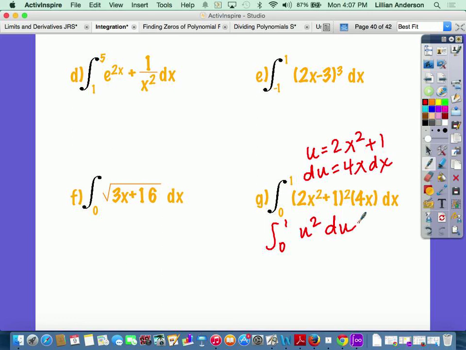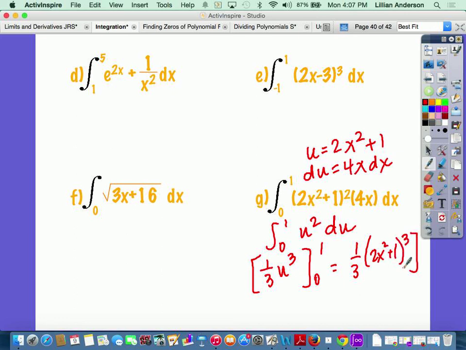Well, the antiderivative of u squared is 1/3 u to the 3rd. And I'm going to evaluate that from 0 to 1. The only thing is, before I start plugging in, I probably want the function, whatever u was, before I evaluate it from 1 to 0. Okay? So when I plug it in, it's going to be 1/3. 1 squared times 2 plus 1 is 3.